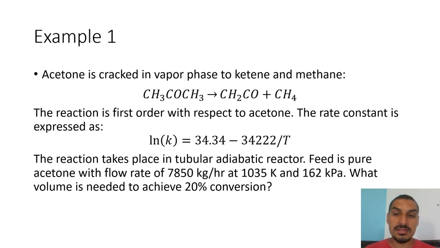It's kind of a nice thing to understand, because it's not going to be as easy as it was in the ideal reactors. So this reaction that we're going to deal with is the cracking of acetone. So this is acetone giving ketene and methane, and this is the rate constant, the Arrhenius equation of the reaction rate constant, and we have some information about the feed flow rate and the temperature of the reaction, the pressure, and we need to achieve 20% conversion, and it is in a tubular adiabatic reactor. So we will combine many things here dealing with reactors and reactions, and it's nice to see the outputs of the kinetic reactors compared to the outputs of the ideal reactors.